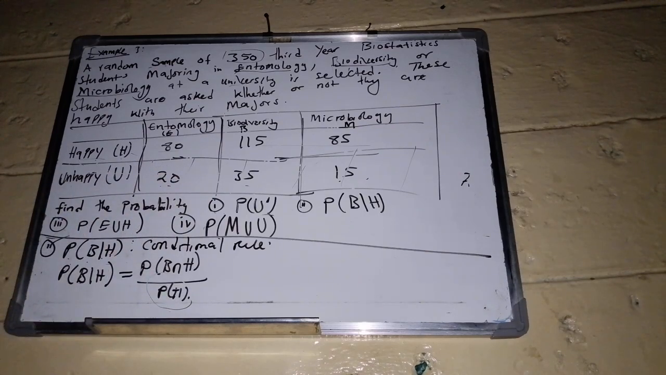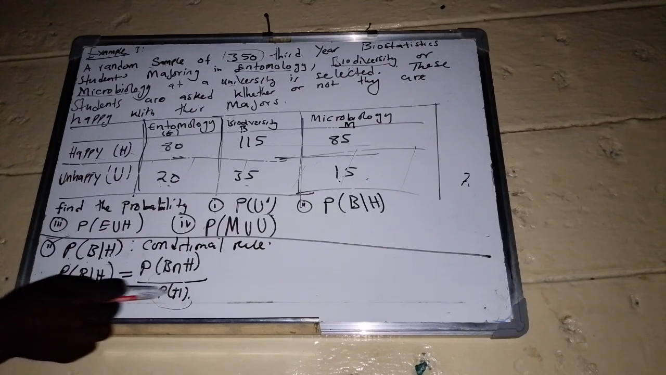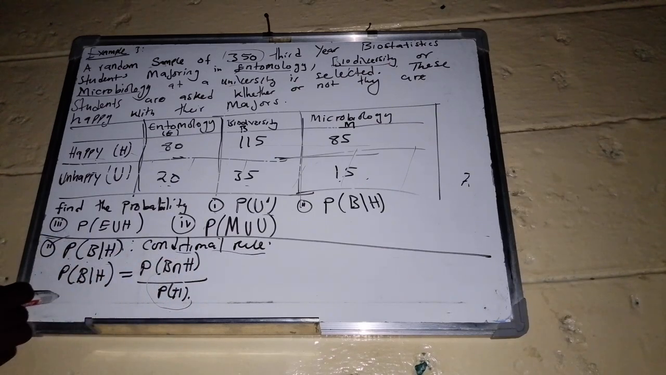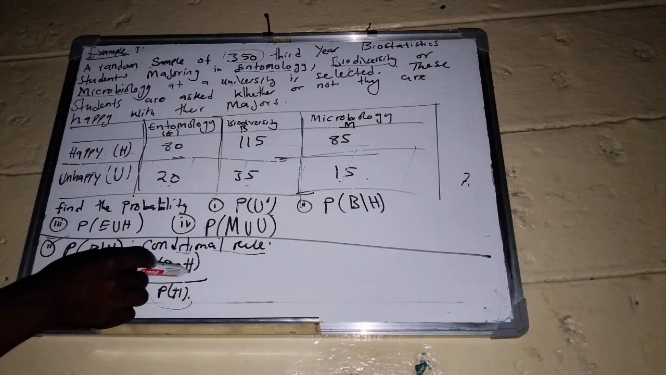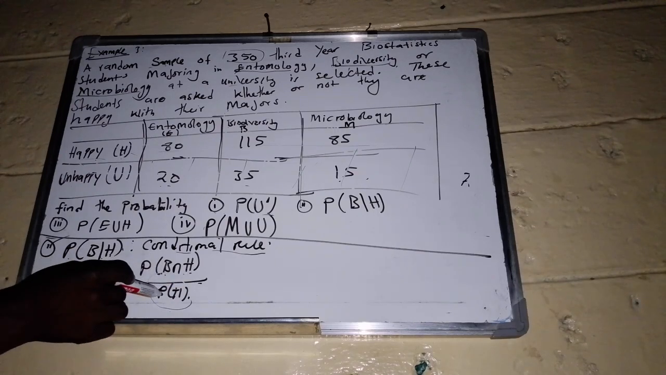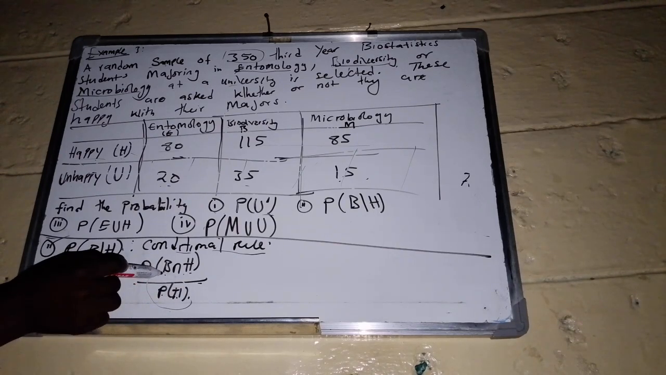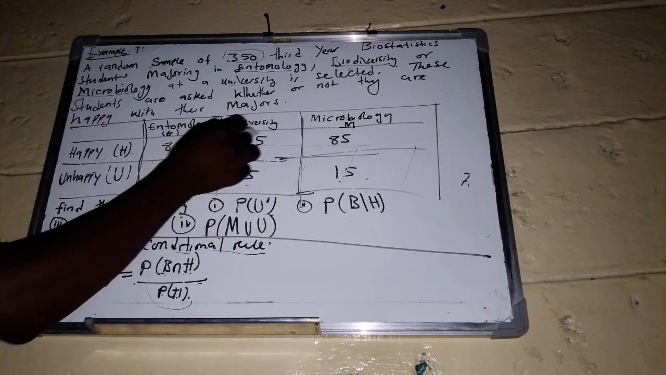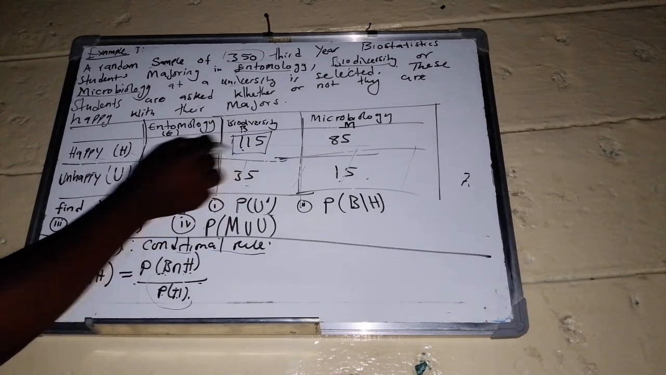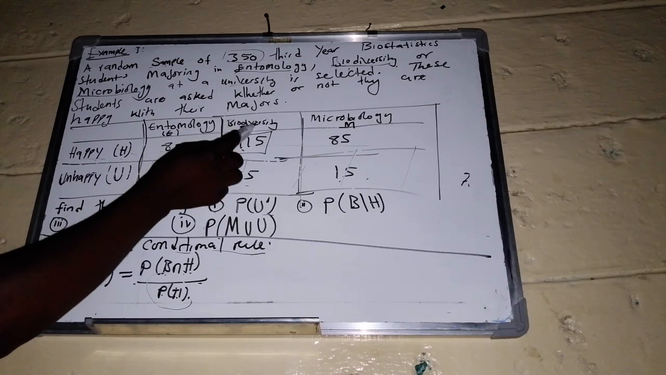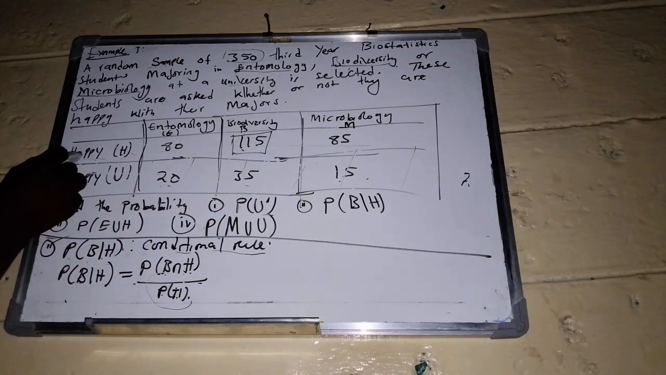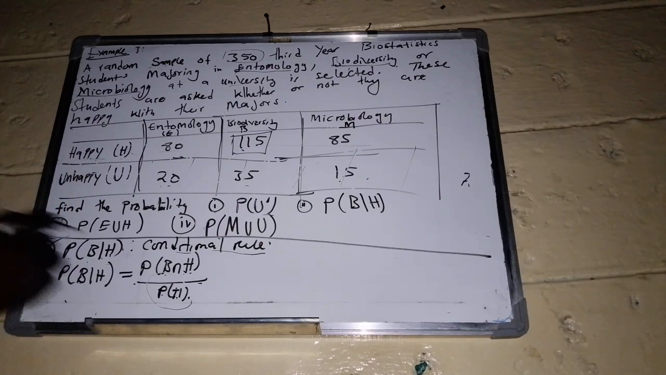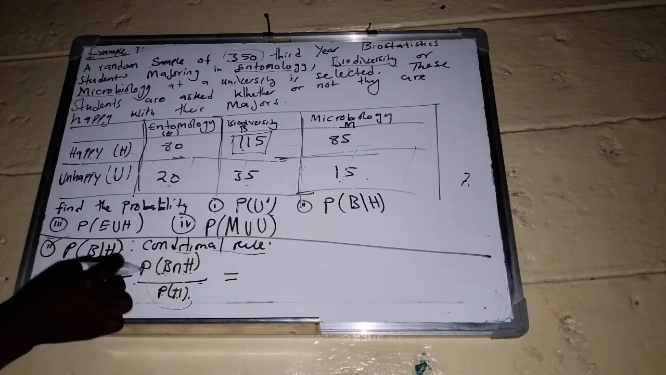I'm getting this from the conditional rule, where we're simply saying B intersection H over the probability of H. So what is B intersection H? B intersection H is the 115 in this case. These are the people from biodiversity who at the same time are happy. Remember, this is a probability.